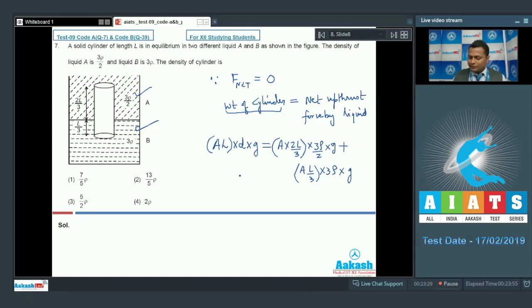Now let us take the terms which are cancelling: g, g and g. Area, area and area. Length, length, length. So we will get the value of d in terms of rho only. After solving, we get the density of the solid cylinder as 2 times rho. So if you see the options, we'll find that option number 4 is absolutely correct. Now let us proceed to question number 8.